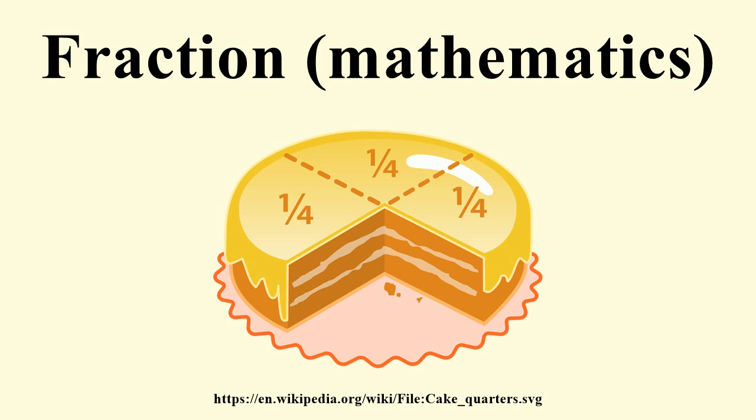Decimal fractions with infinitely many digits to the right of the decimal separator represent an infinite series. For example, 1/3 equals 0.333..., which represents the infinite series 3/10 plus 3/100 plus 3/1000 plus and so on.